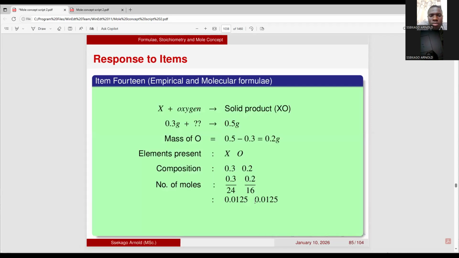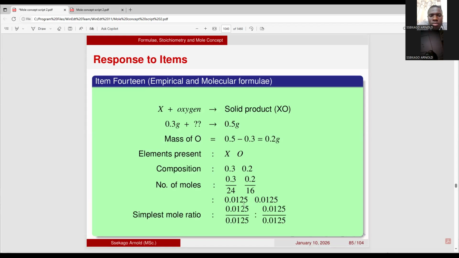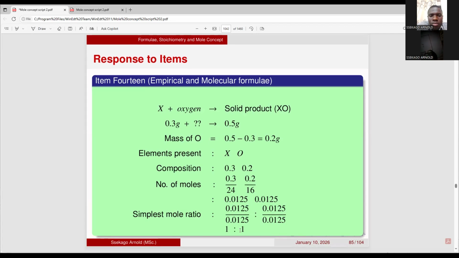So you look at these calculated moles, then you choose the smallest, but here we are lucky they are the same. But if they are not the same, you choose the smallest and you divide by the smallest. So here we shall have the simplest mole ratio. They are the same, so we divide by the same thing. After dividing, we obtain the ratio as 1 to 1.